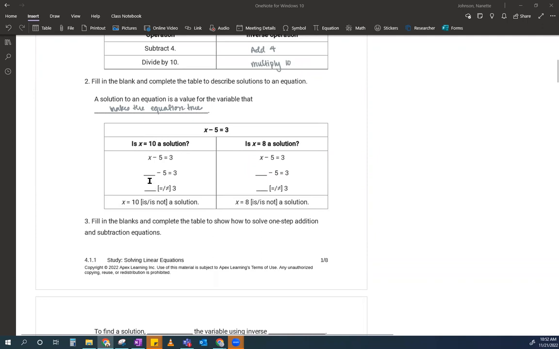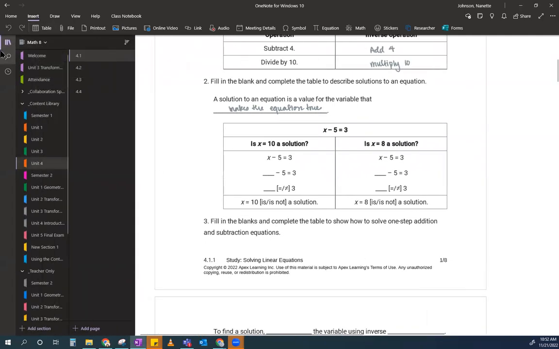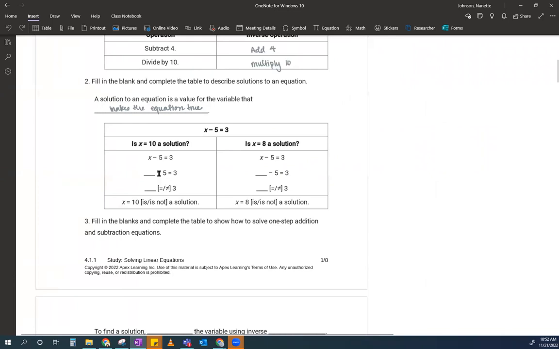So 10, take away 5. The 10 is going to appear here. 10 take away 5 is 5. And then does 5 equal 3? No, 5 does not equal 3. So it's not a solution. And the reason why it's not a solution is because 5 isn't the same as 3, right? Okay.